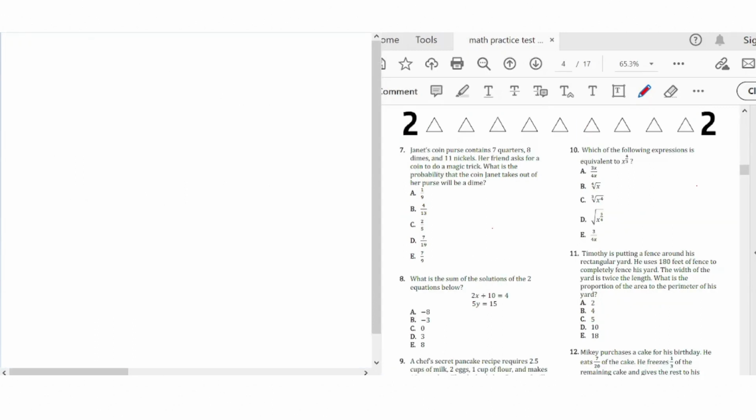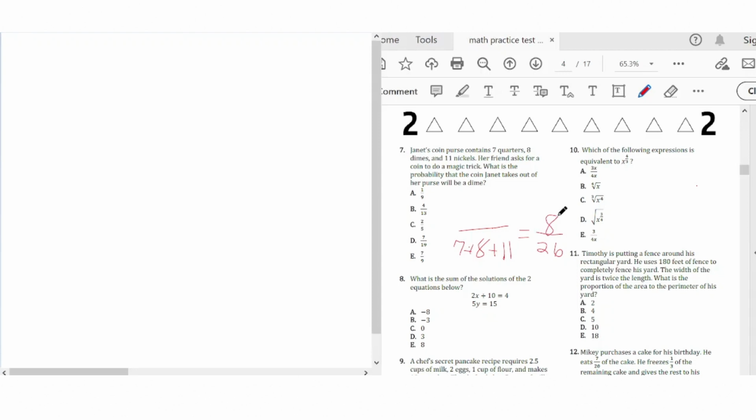Alright, moving on to number 7, it looks like we have a probability problem. Janet's coin purse has 7 quarters, 8 dimes, and 11 nickels. A magic trick is going to be done. What is the probability that the coin Janet takes out of her purse will be a dime? Okay, remember that the probability of an event equals the number of successes divided by the number of possibilities. To find the number of possibilities in this case, we have to add up all of these numbers to figure out the number of coins. This is equal to 26. So we know that the denominator of our probability is going to be 26. The numerator is just going to be the number of successes, which is the number of dimes, 8. So 8 over 26 is the answer.